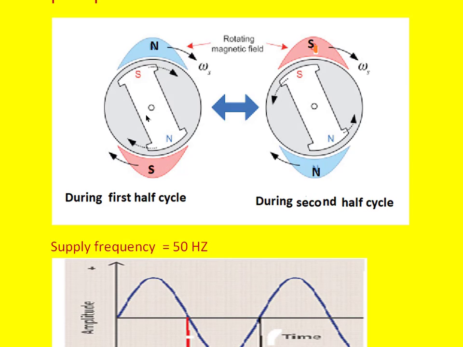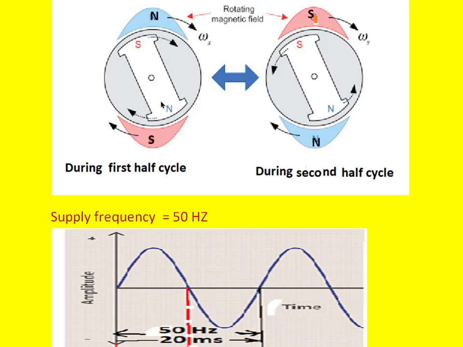The rotor is a physical, solid material, so it cannot change its position within 10 milliseconds. That is, its north pole cannot come to here in 10 milliseconds. So what happens is that the stator magnetic field changes its polarity like this. This becomes south pole, this becomes north pole after 10 milliseconds. Whereas because of the rotor inertia, its polarity stays the same, here it is south pole and here it is north pole. It is just like the previous case.